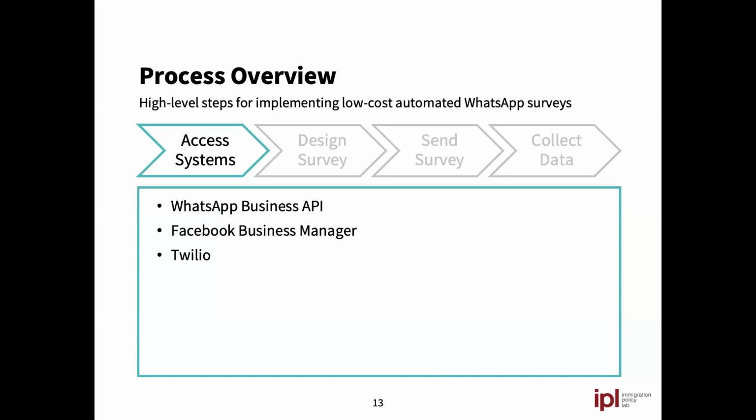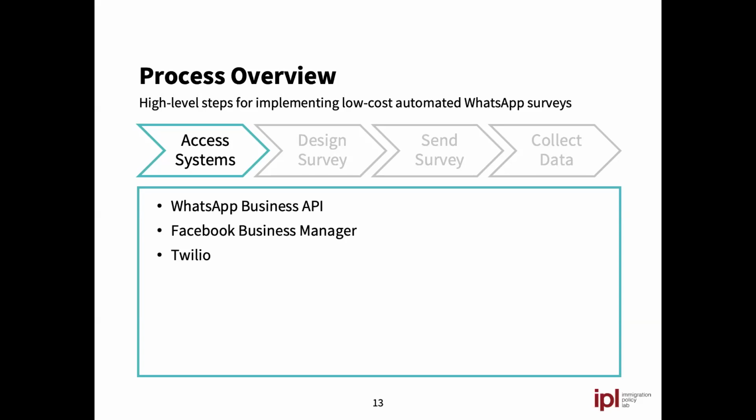Twilio is likely an organization you may not have heard of, but it's actually an organization that has been managing any of the mass messaging campaigns that you may have gotten, reminders on text or email. It's a cloud communications platform that allows organizations to manage messaging campaigns. Now for us, Twilio is the service provider that allows us to access the WhatsApp Business API. So it's the operational interface where you'll be designing and implementing the survey.